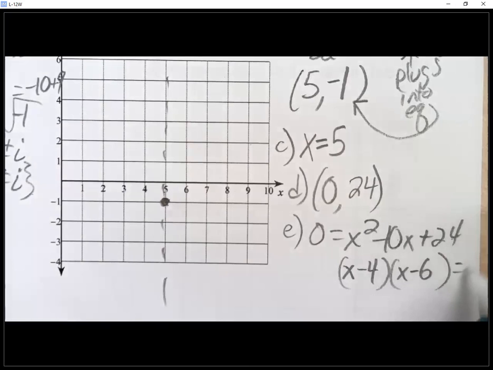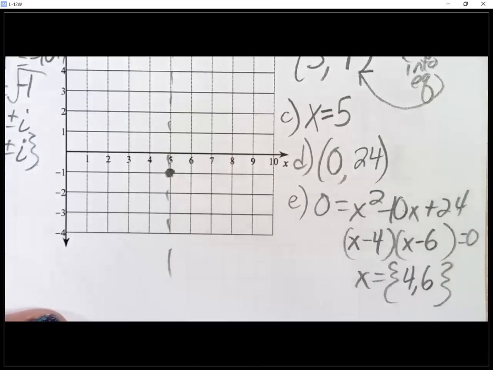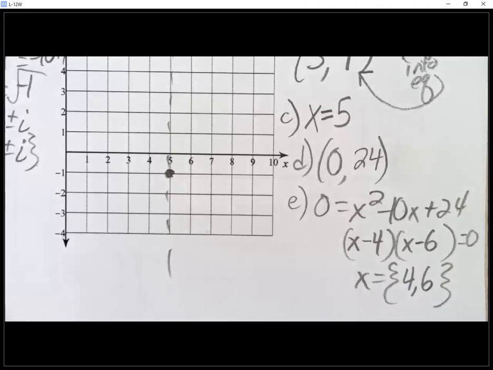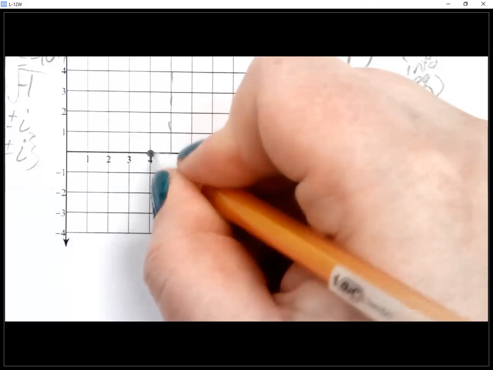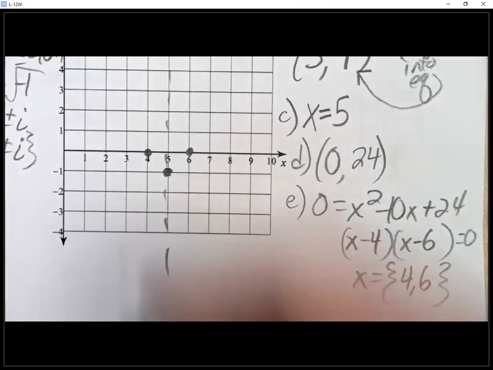When you solve this thing though, what are your actual answers? +4 and +6. So that means that this parabola is crossing the x-axis at those two locations. So I get one dot at 4 and one dot at 6, which makes sense because they should mirror each other, right?